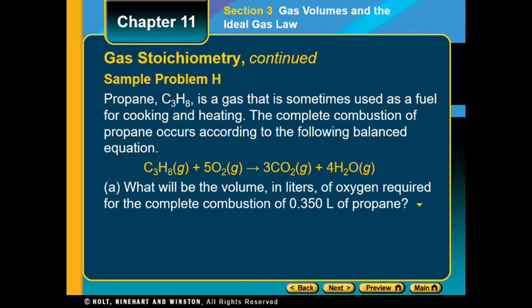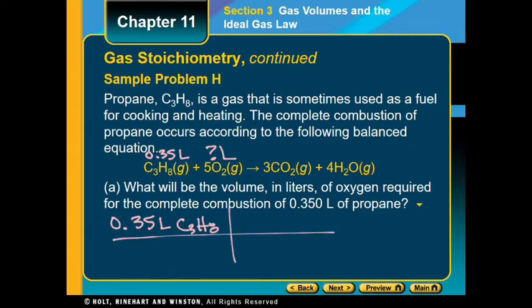And then we will come on with a second part to this too, but let's go work out the first part. What will be the volume in liters of oxygen required? So I'm going to put a question mark right above here if we have 0.35 liters of propane that combusts. So we've got 0.35 liters of propane that's going to combust. So start with your given information. 0.35 liters of propane.